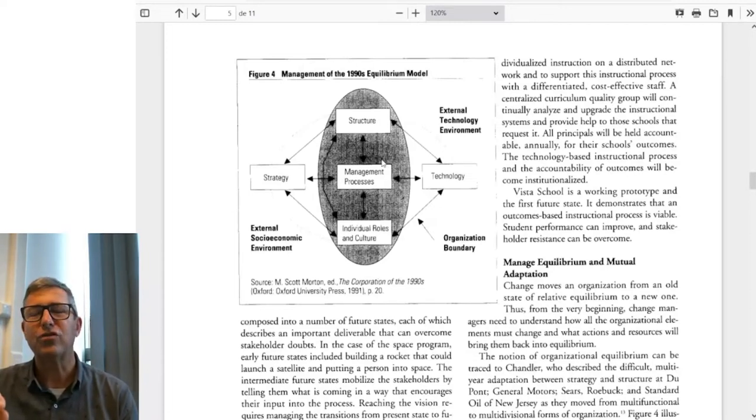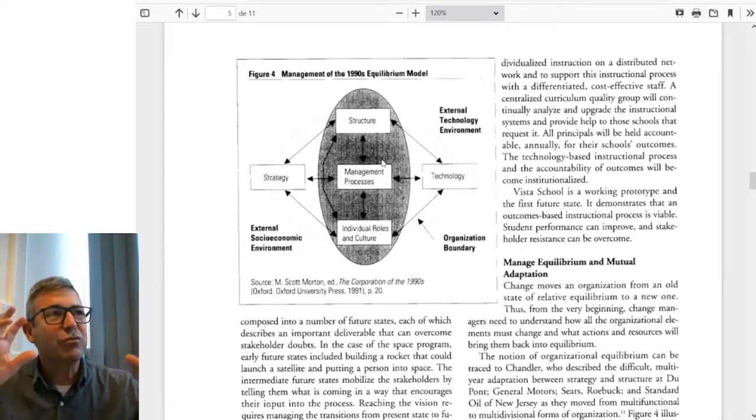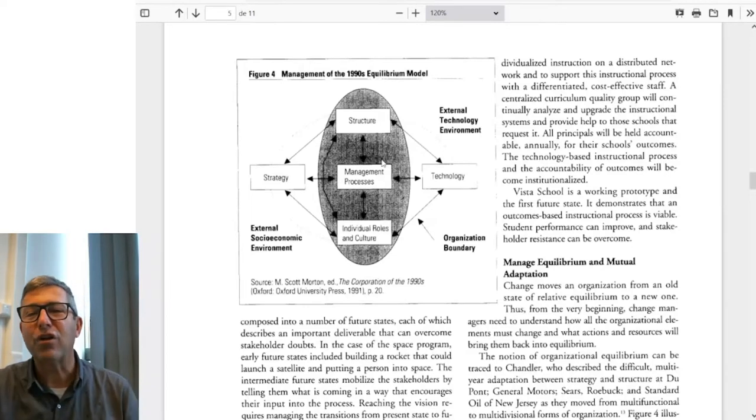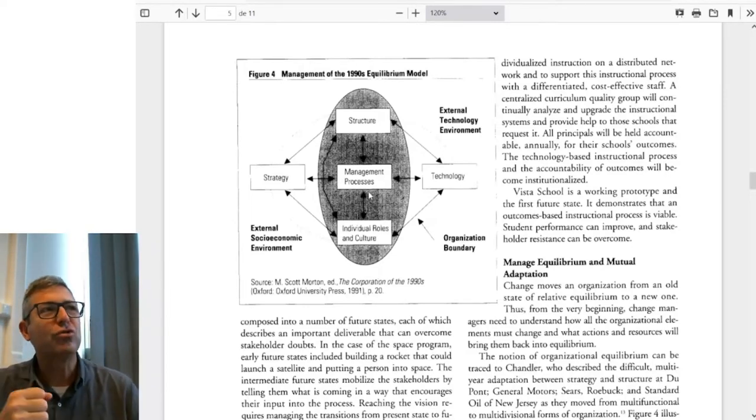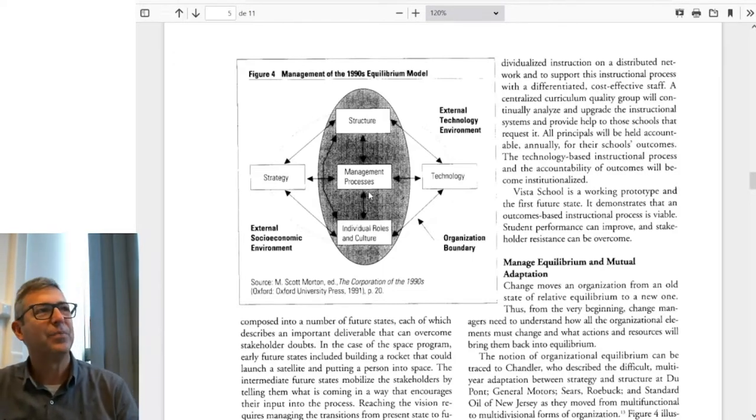We have to think the strategy. We have to think the challenges that the new strategy will impose with respect to changing structure, management processes, technology, individual roles. We have to think of all of that, because these other boxes will work as forces that will push in different directions. And of course, our change needs to go in one intended direction that we have already planned.